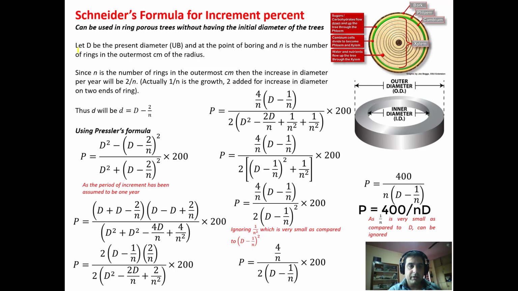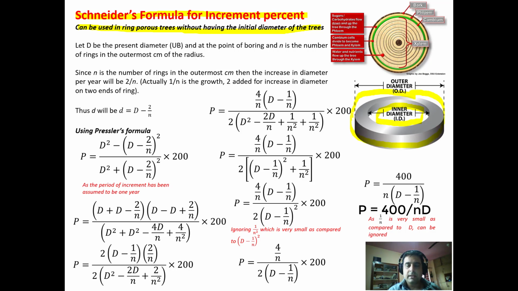Now we have another formula for increment, which is known as Schneider's formula for increment percent, and it is applicable to ring porous trees which produce rings. Suppose we don't have the initial. In Pressler's formula we have to have capital V and small v, meaning volume at the present age and volume at the preceding age. But here in this formula we have ring porous trees, and we have only the present diameter.